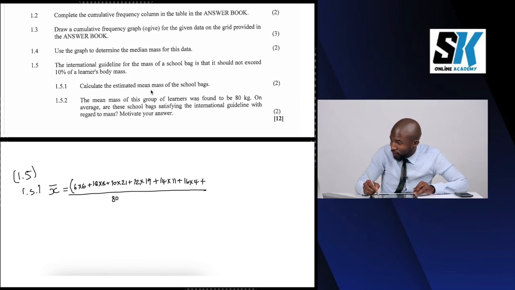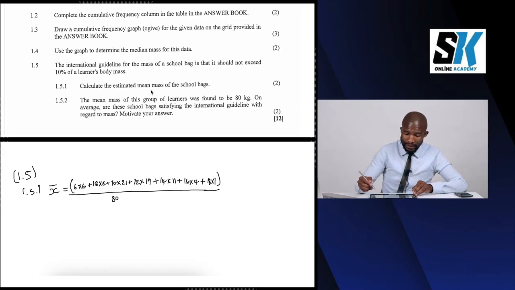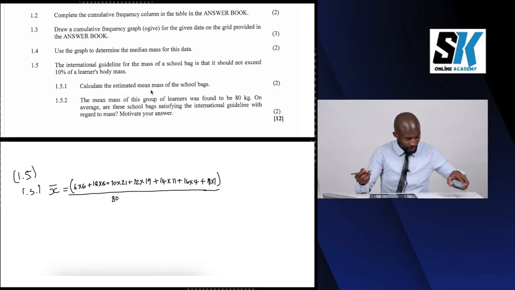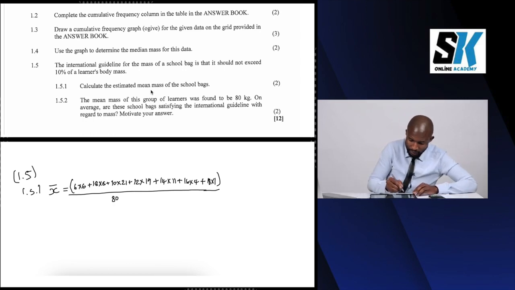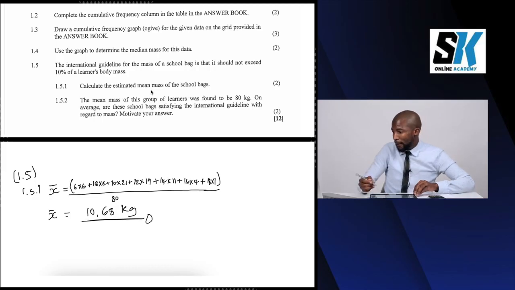And the last one is going to be the midpoint of 17 and 19, so it's going to be 18, so it's going to be 18 times 1, all that in closed brackets divided by 80, because you're looking for the mean mass. If you quickly punch that into your calculator, you get your answer. Your mean mass will be 10.68 kgs. So that would be your mean mass.